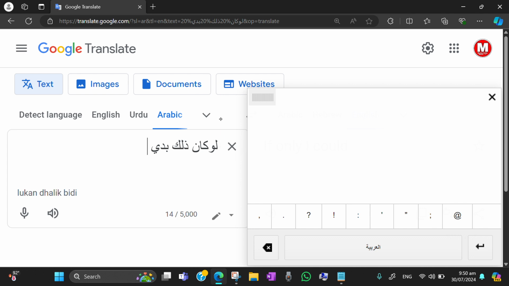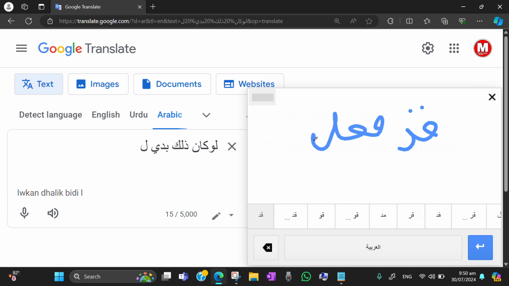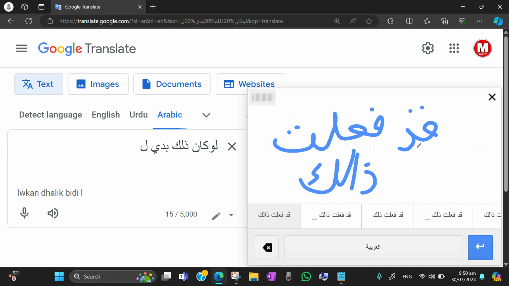Whenever you use low in the Arabic language, it's a condition, and the answer to that condition is always going to have a lam at the beginning. So I'm just going to write a lam, and then I'm going to say قد فعلت ذلك. Qad means already, fa'altu means I did, dhalika means that. So I would have done it already. It literally means I did it already.